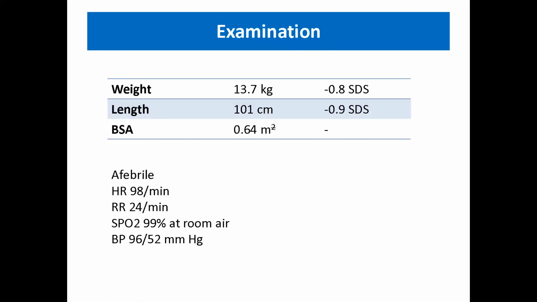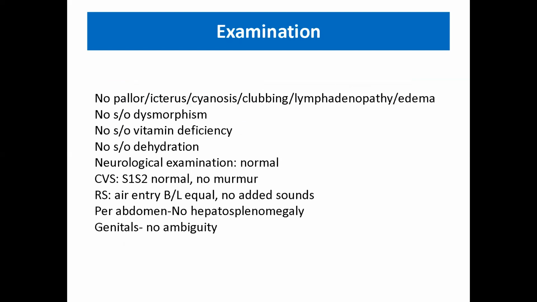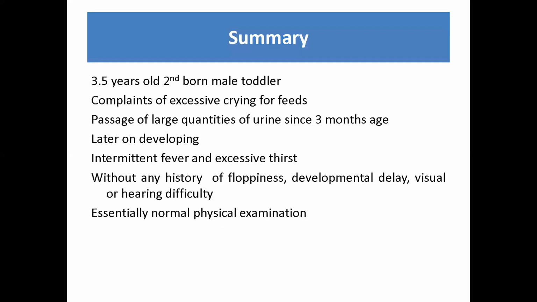Anthropometry was absolutely normal, and blood pressures were normal. The systemic examination was also unremarkable. So now we have a slightly bigger child who has passage of a large amount of urine, but a history of intermittent fever and excessive thirst, and there's no history of any floppiness or developmental delay, with an essentially normal physical examination.